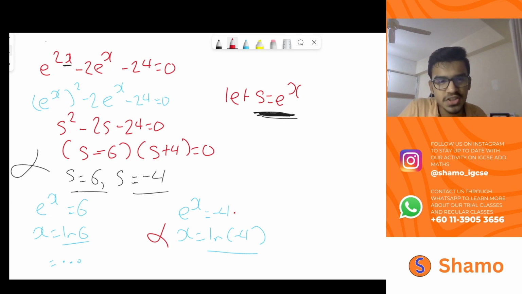Essentially, this is just revision, and this is just an exponential equation. Nothing is new here. The only difference is it's in terms of e, okay? So ln 6 is your only answer.